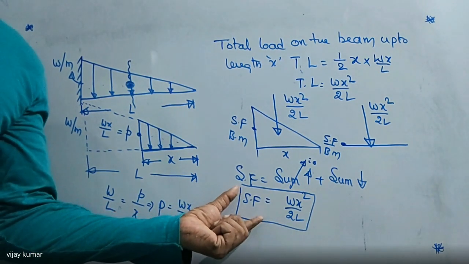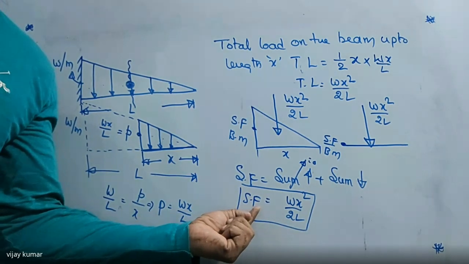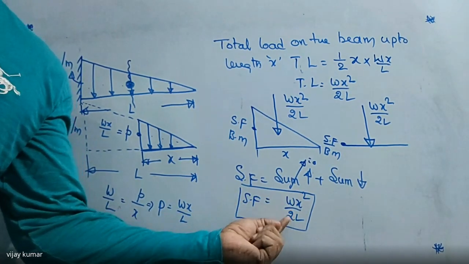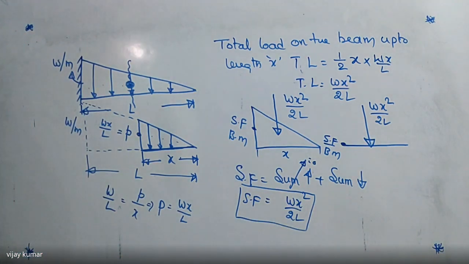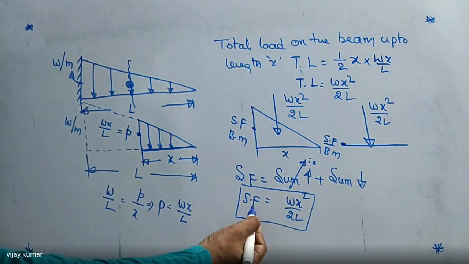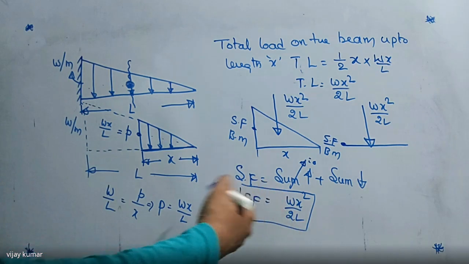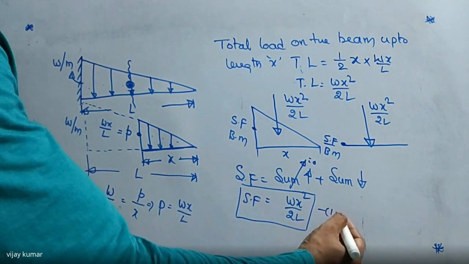If you see this equation, that is shear force is equal to Wx square by 2L, it follows the square of the term, that is, it follows the parabolic law. So here I'm writing, the shear force varies parabolically. So this is equation number one.